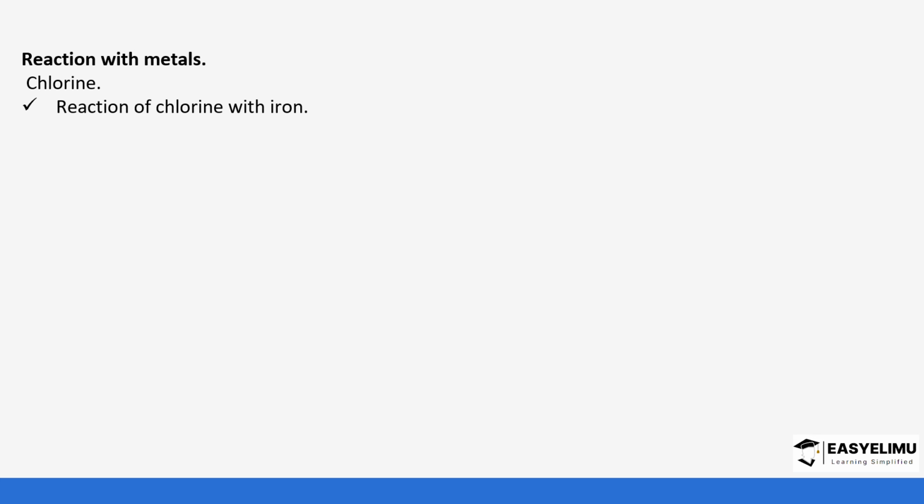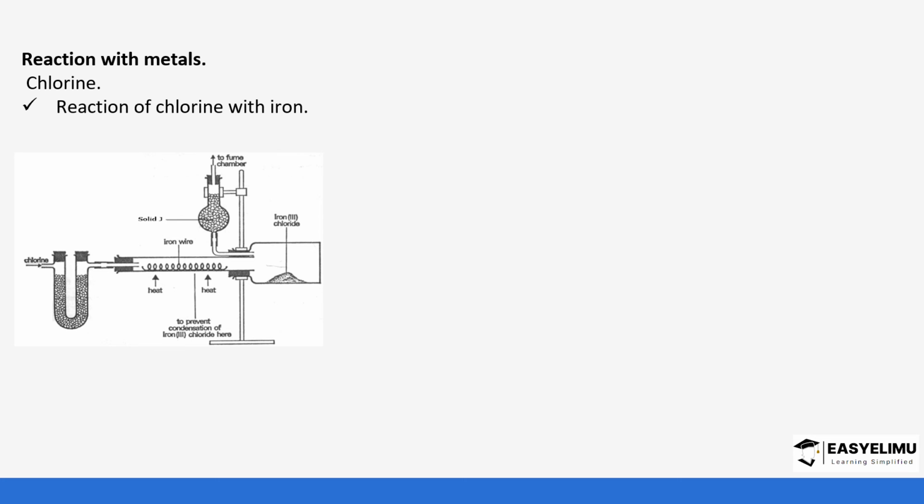That is the reaction with metals. Chlorine usually reacts with iron. You're going to see the reaction of these halogens with iron. This is the setup. You can see chlorine is passed through a U-tube that contains a drying agent, and then it's passed through another tube containing the iron, which is heated. There's a reaction between the iron and the chlorine. The iron glows to form iron(III) chloride.